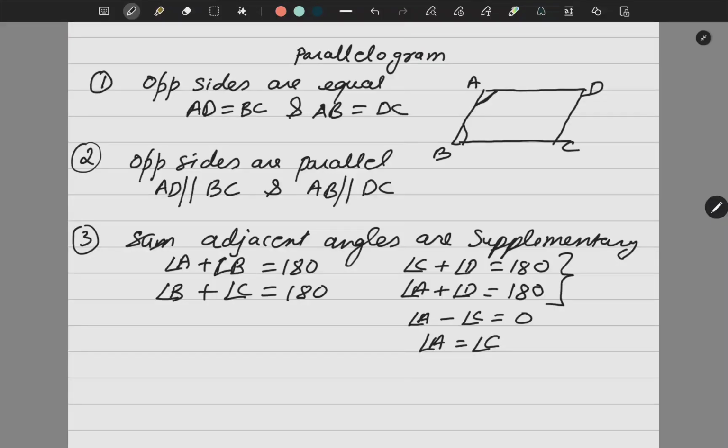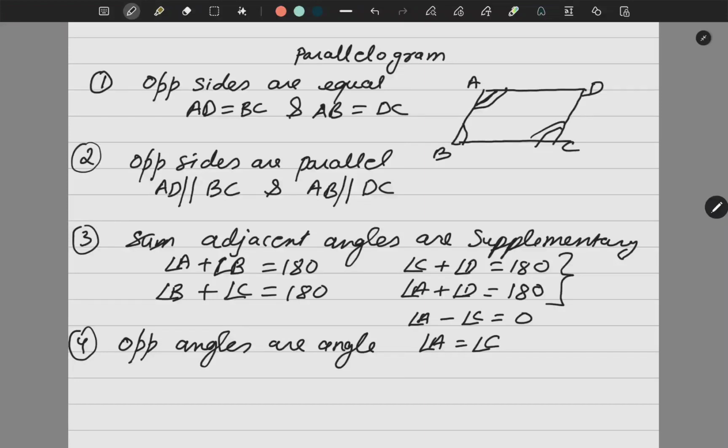So this gives me another property that opposite angles of the parallelogram are equal. So opposite angles are equal. So this will help me in many questions. The opposite angles are equal and adjacent angles are supplementary. Now this was all about the sides and the angles.